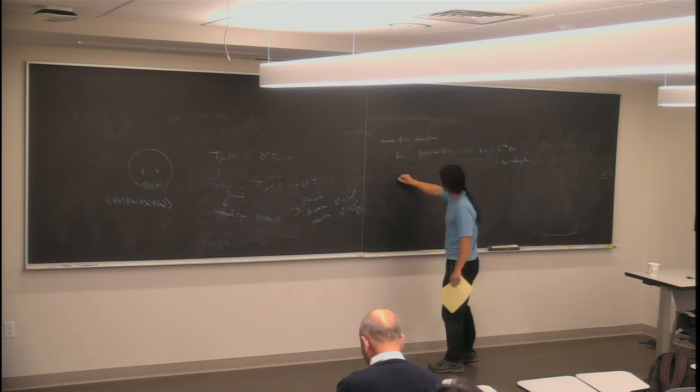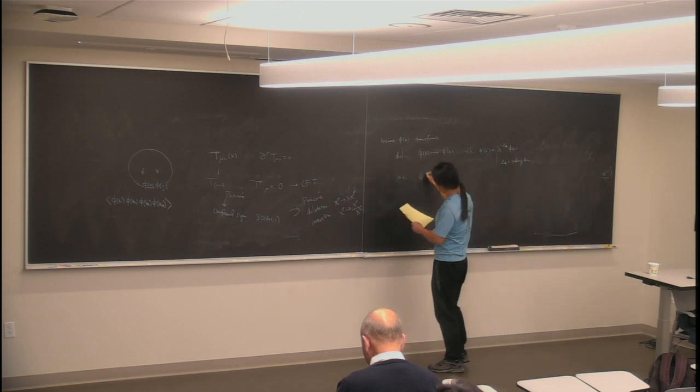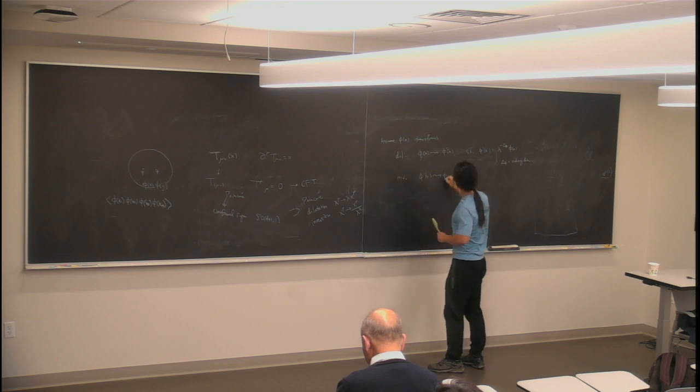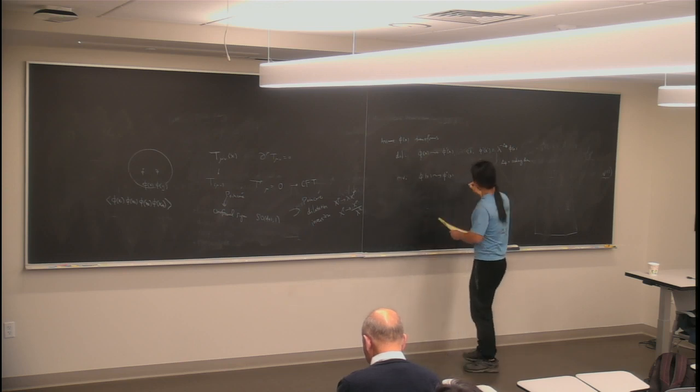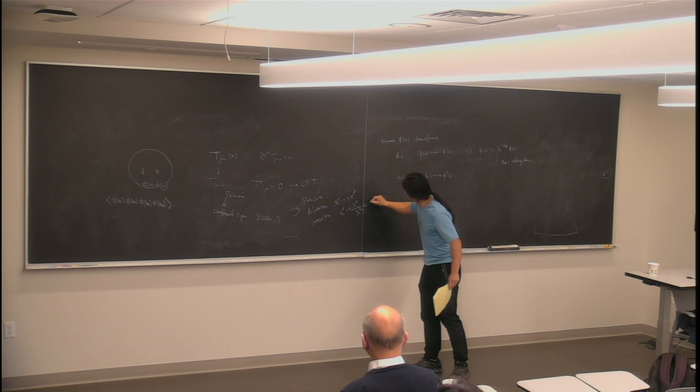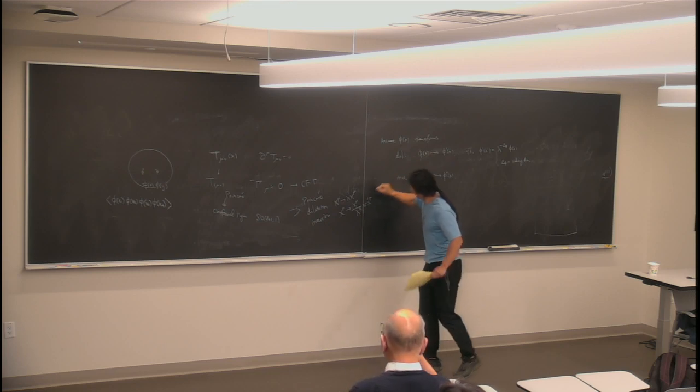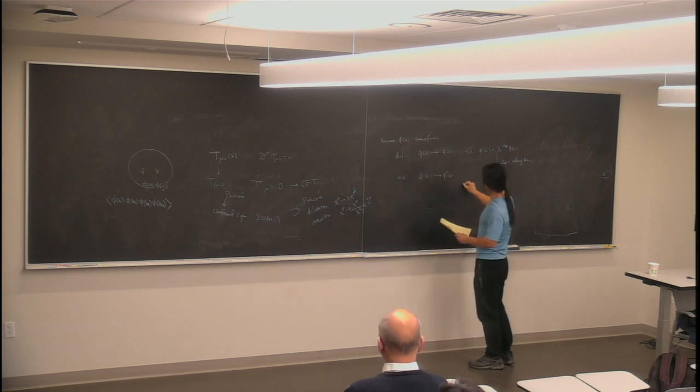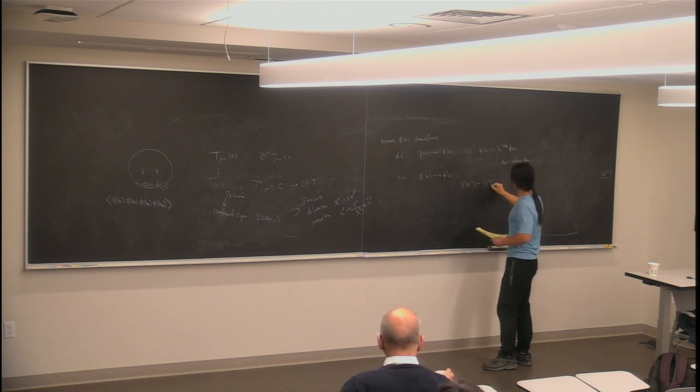And under inversion, phi of x transforms into some phi check of x check, where I can call this x check mu. So phi check evaluated at x check is equal to x squared to the power delta phi times phi of x.